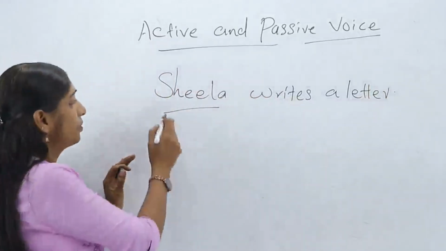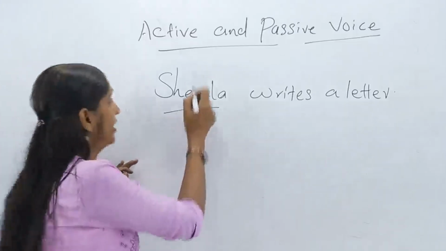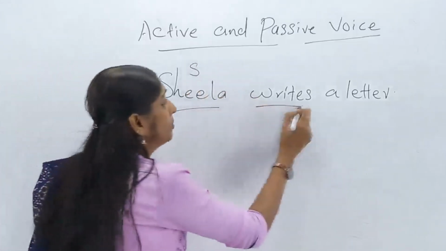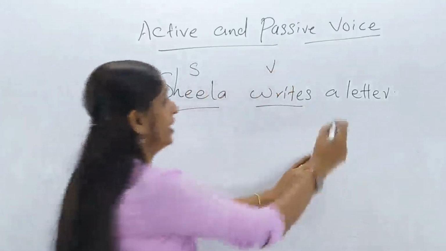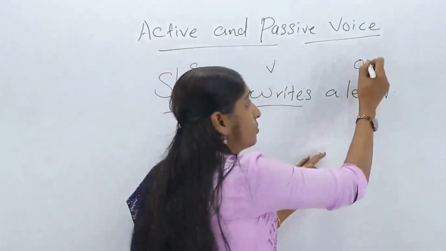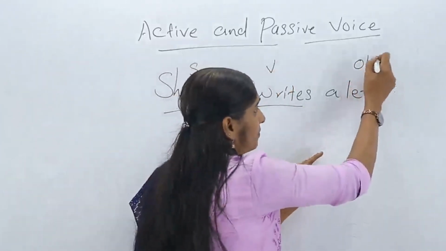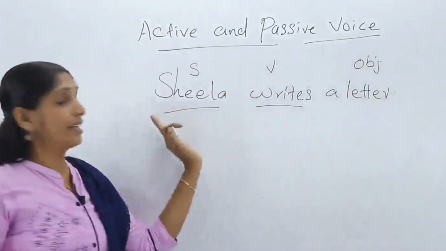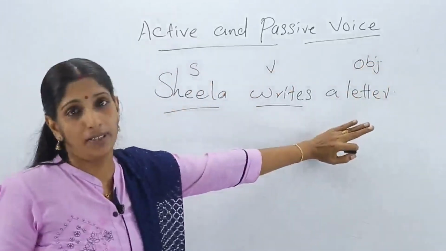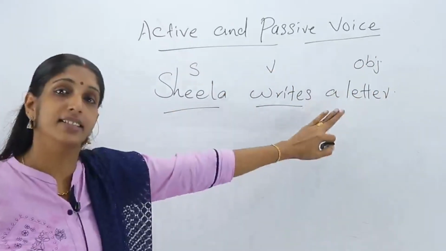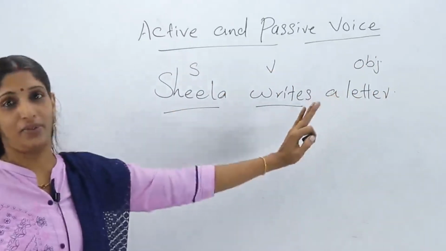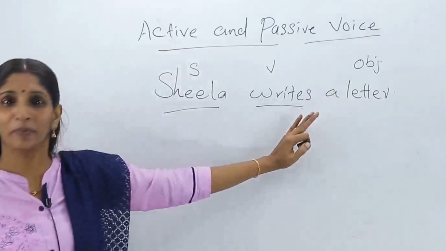Right. Who is the subject here? Sheila. And the verb is writes. Verb. A letter. What is this? An object. It's an object. Right. It's an example of active voice. How can we change the sentence into passive voice? Can you please tell me?